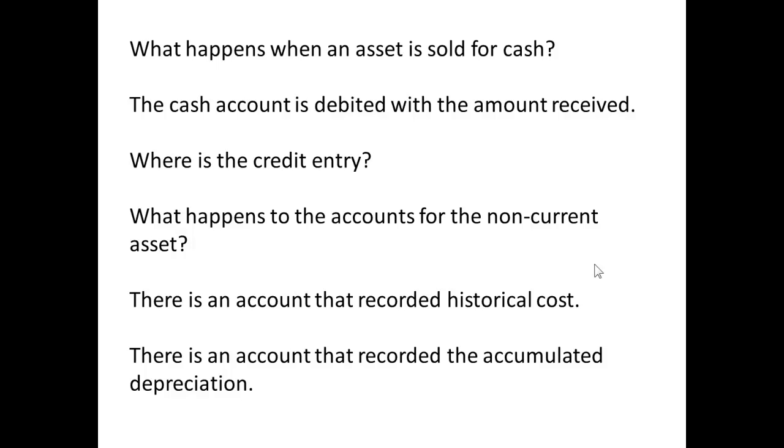What's the opposite, right? We have a double entry for each transaction. So if we debit cash account, we must credit an account. Equally, what happens to the accounts for the non-current asset? We had a record of a debit in there. That amount was the historical cost. We had a record for accumulated depreciation. What's going to happen to that?